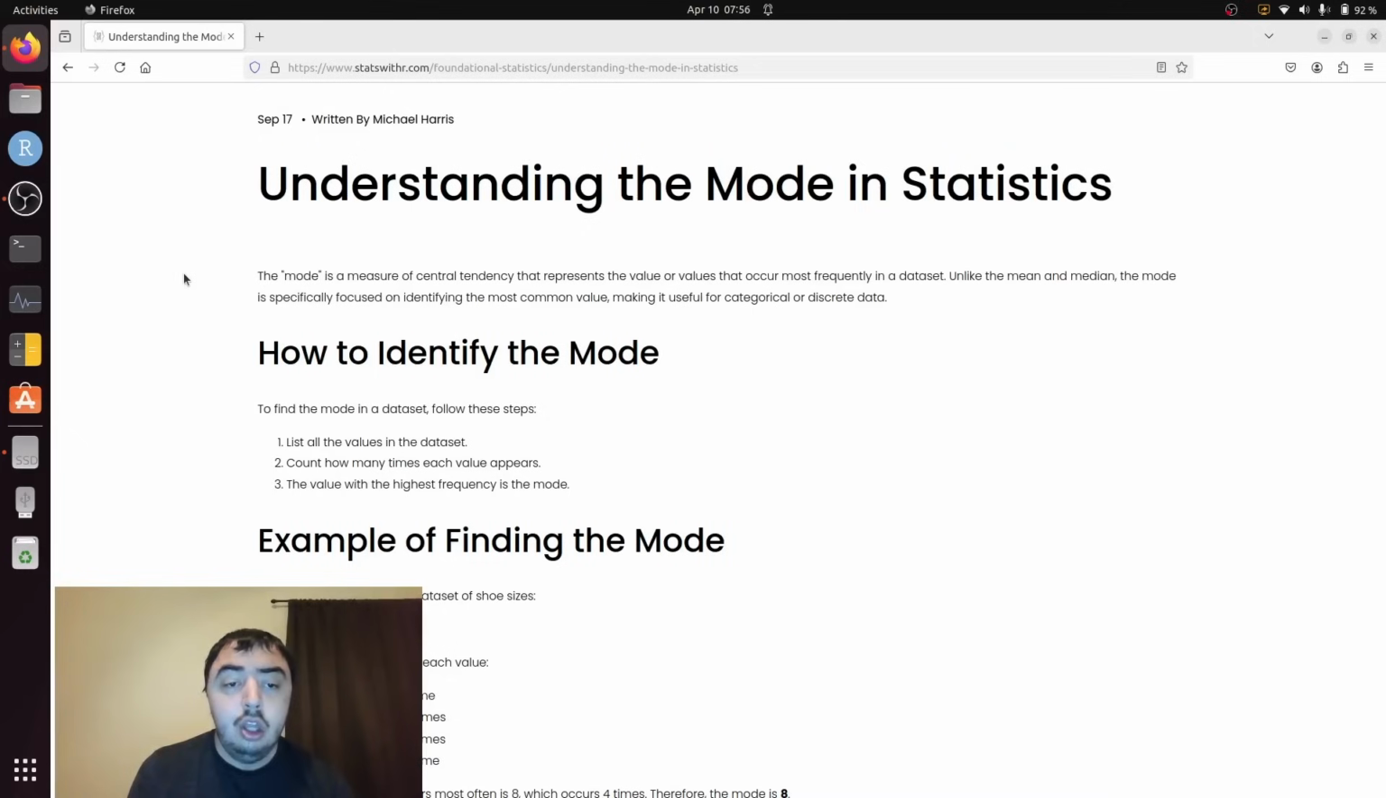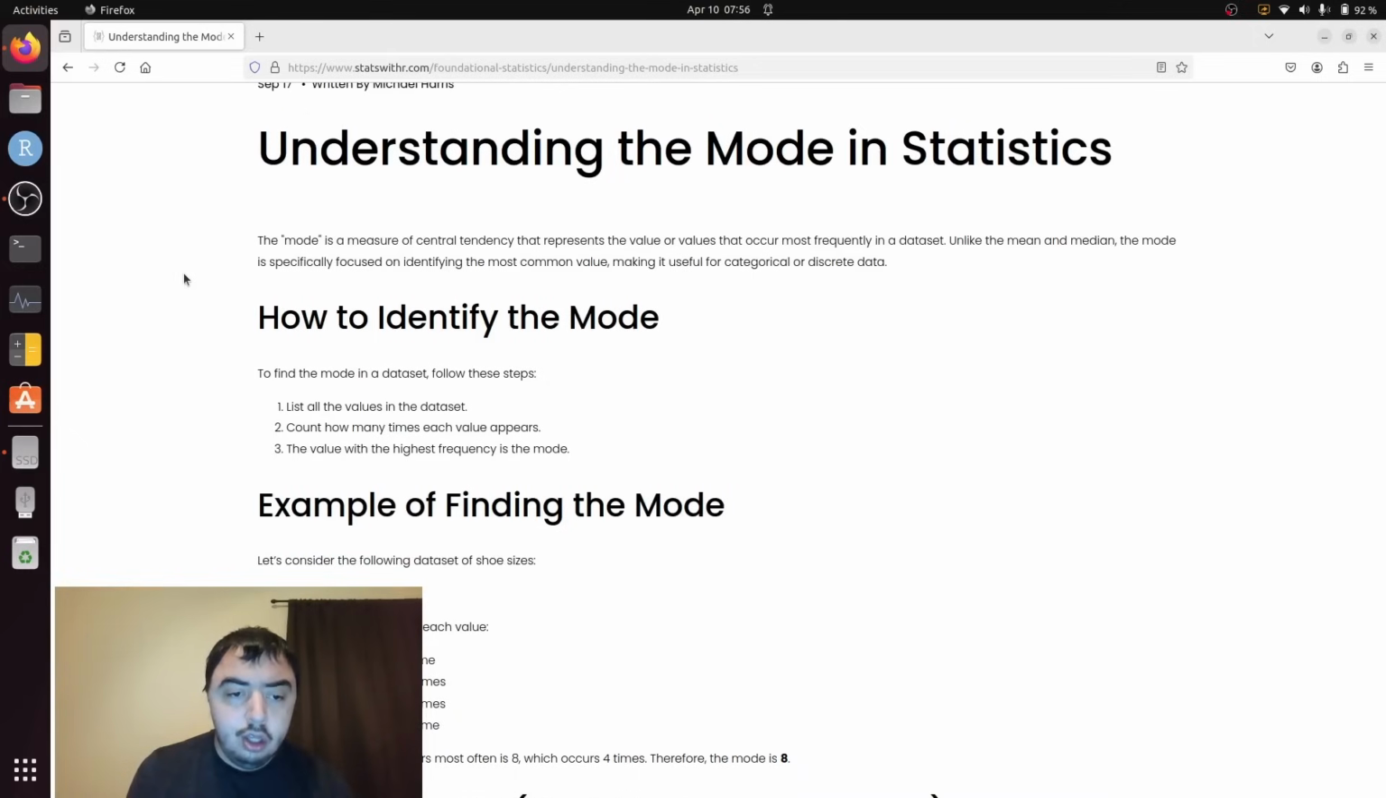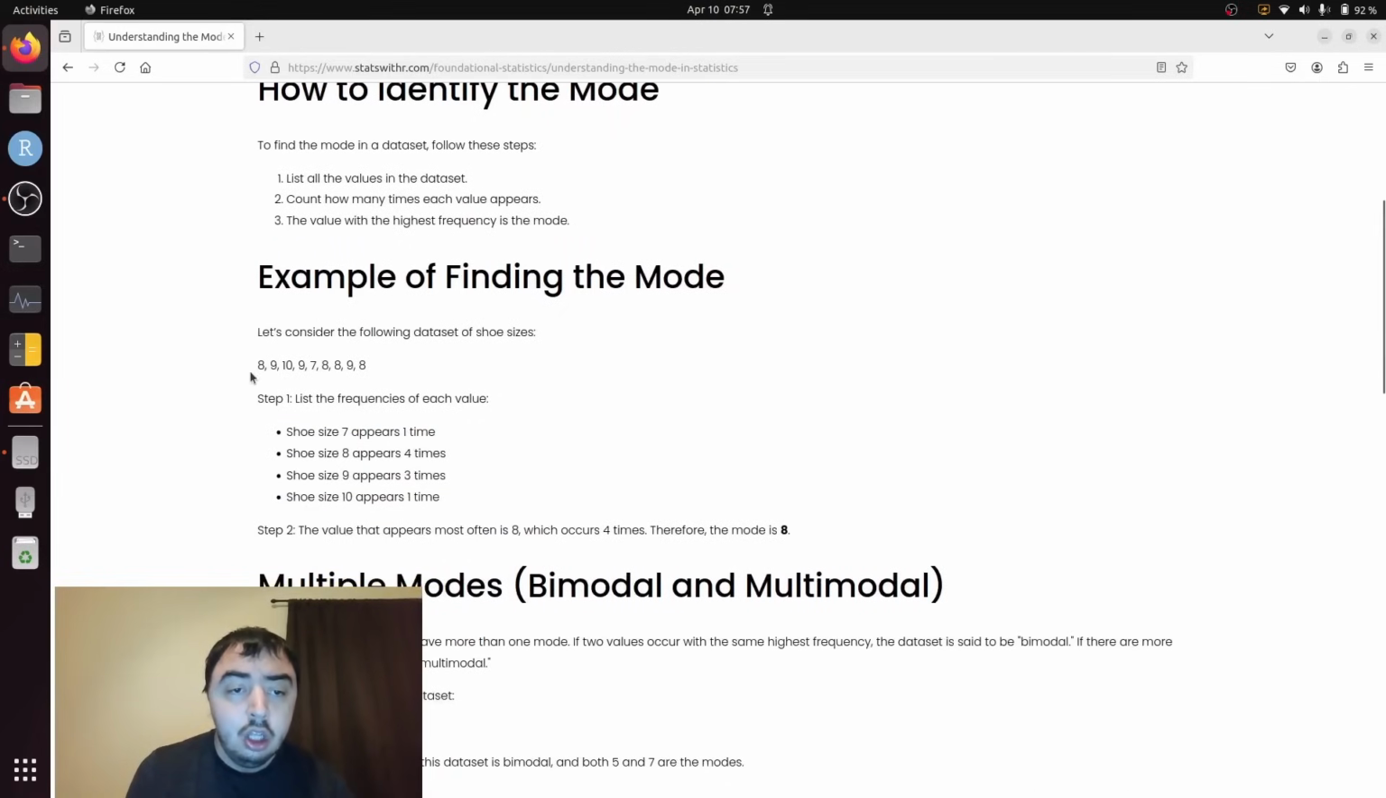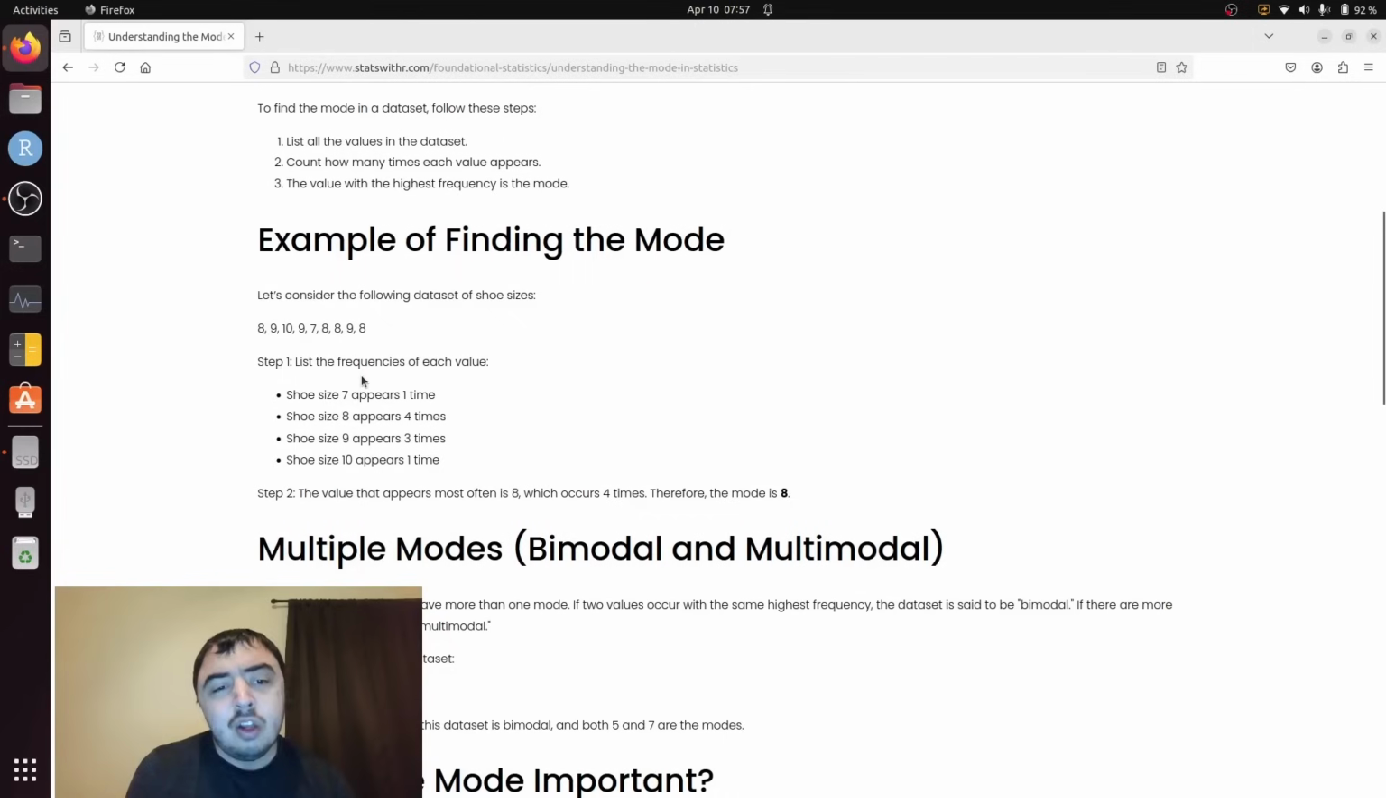Okay, so to find the mode, you'd literally just count up the number of times each thing occurs. So here we have a series of numbers, but these numbers are not actual continuous numbers, they're shoe sizes. So when you have things that represent categories, what you really want to do is take the mode of it rather than a mean or a median.